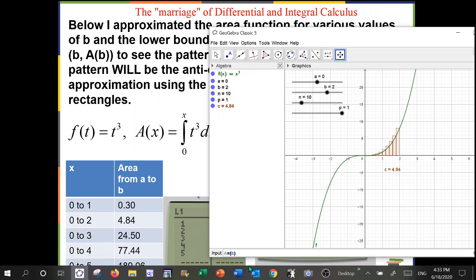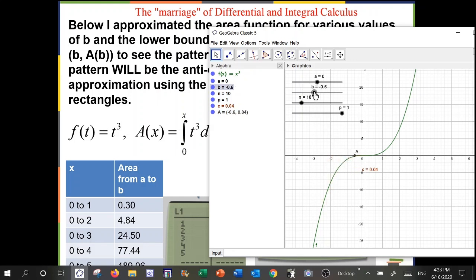So I put b, comma, and then the value of the area, which is given by this number c in GeoGebra. So I just put c. And then press enter. And now you see that A right there? A is the number that, as I move B, shows the value of the area.